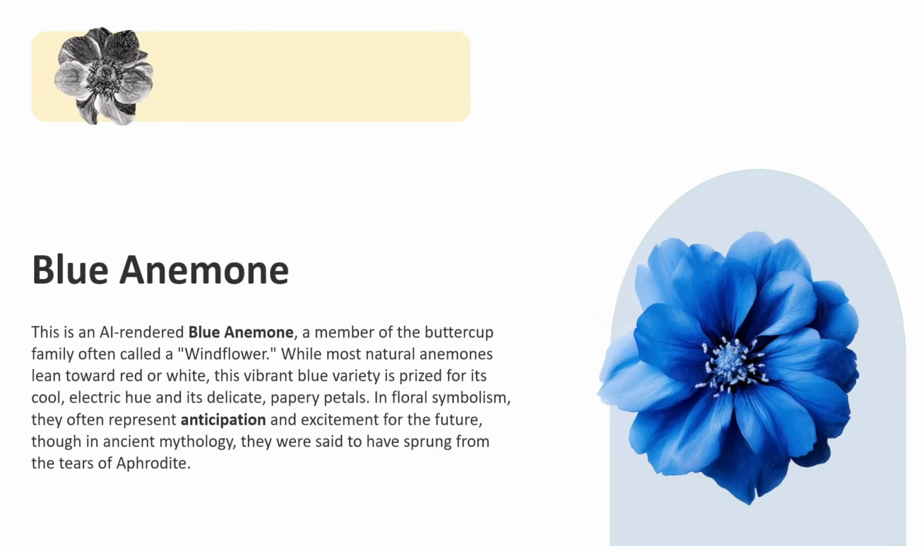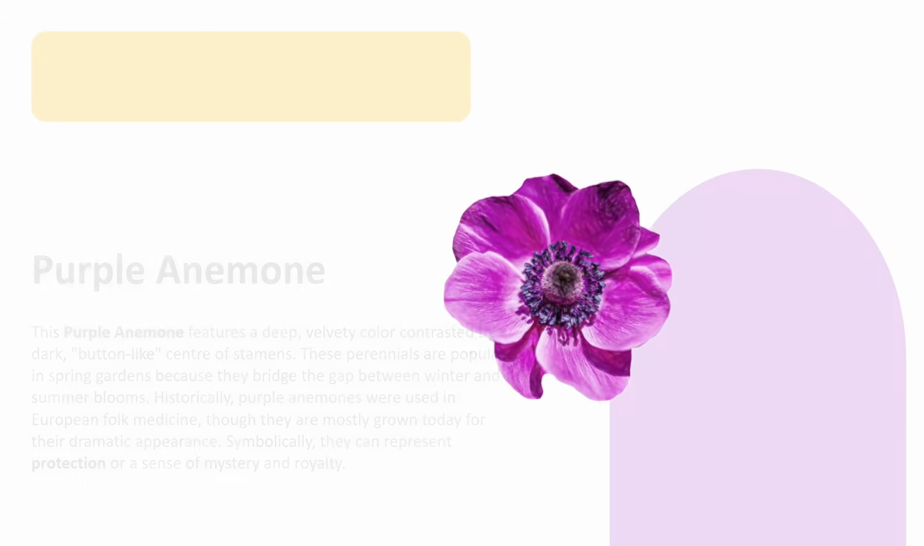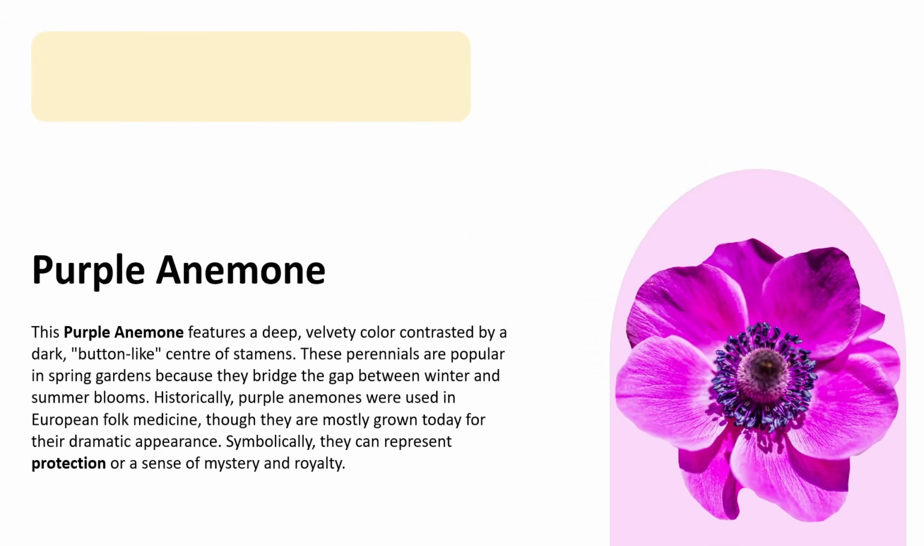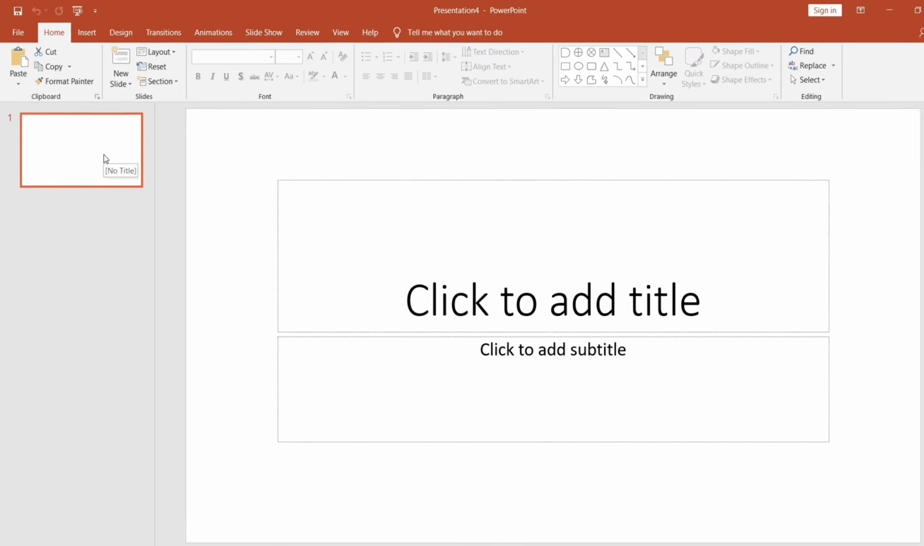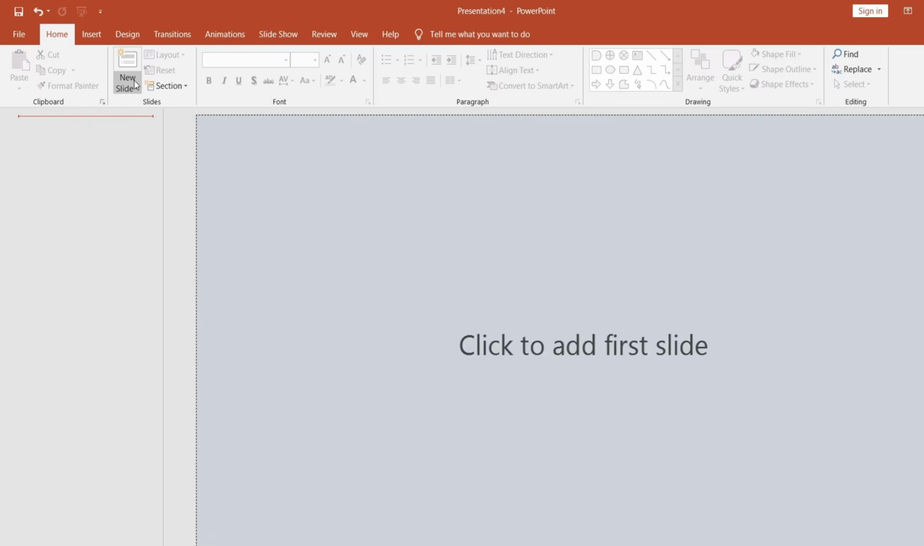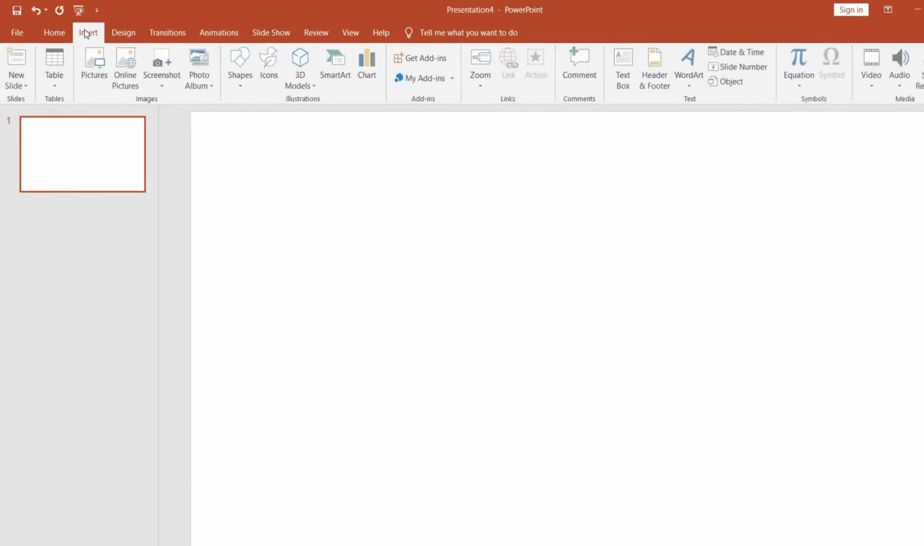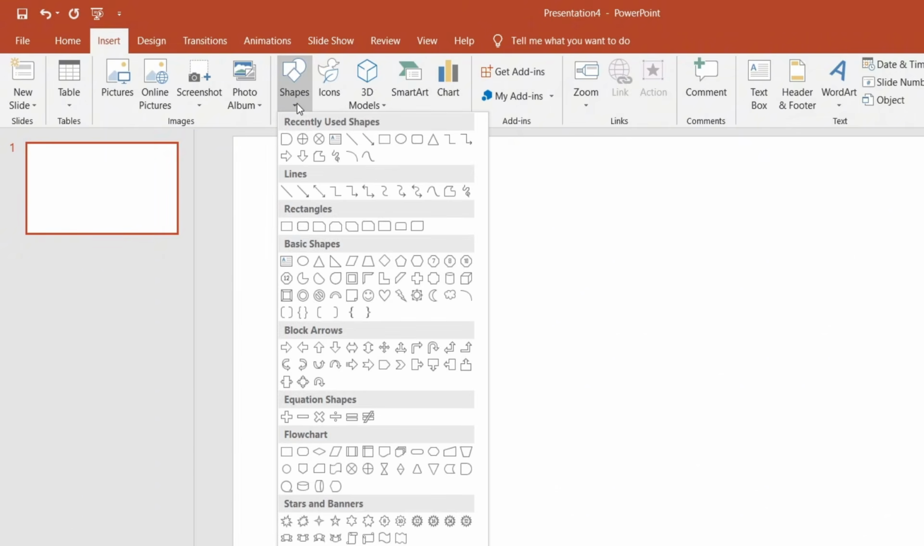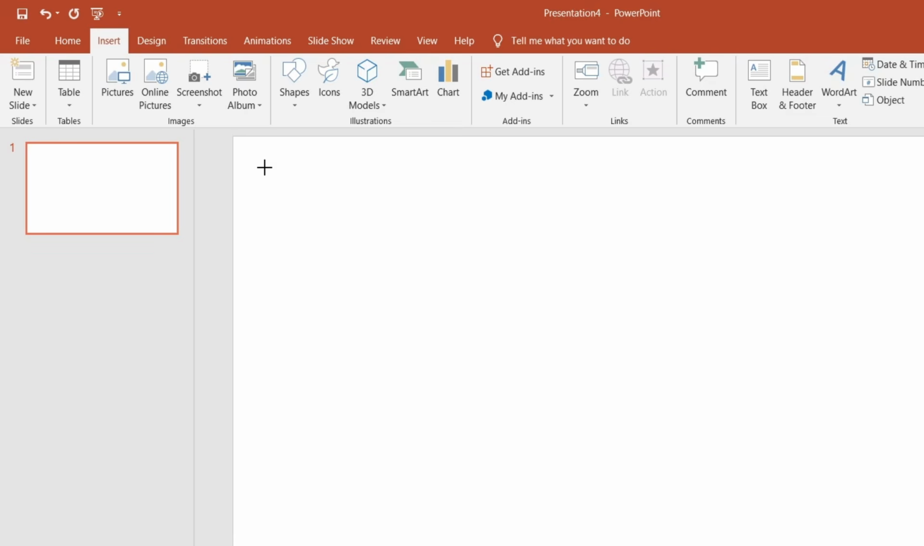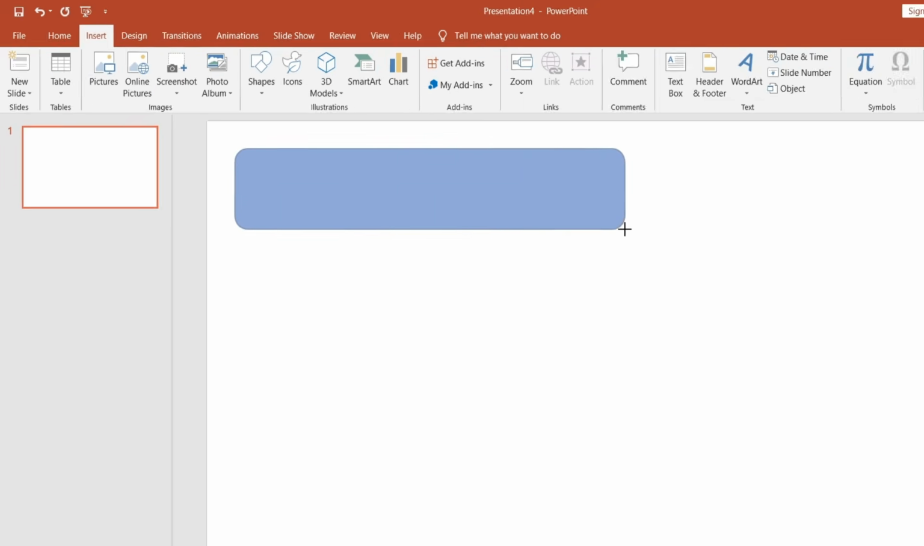In today's video, I'll show you how to create these professional PowerPoint slides. No more talking, let's jump right in. First, delete the current slide and insert a new blank slide. Then, go to the Insert tab, select a rounded rectangle and draw it like this.